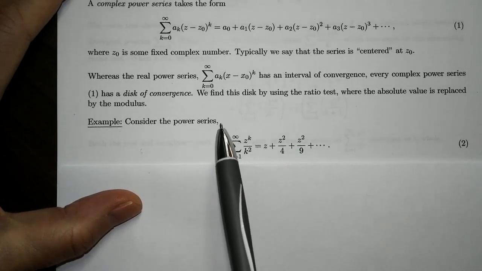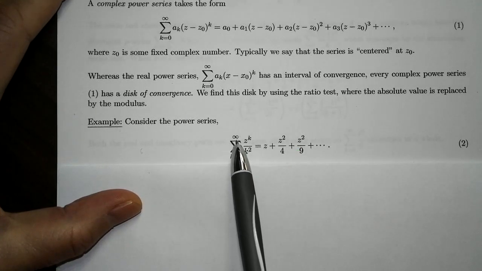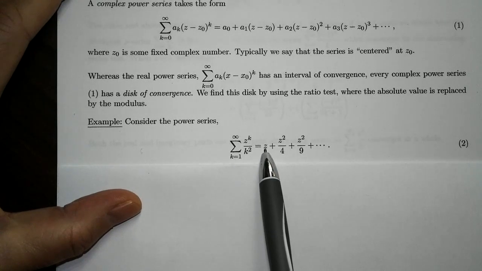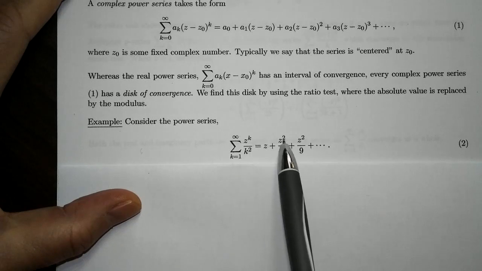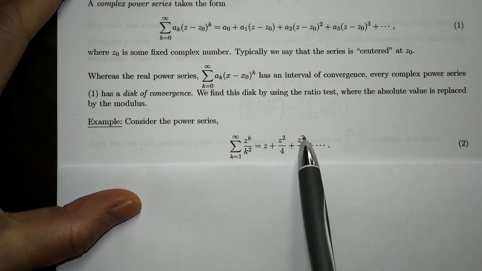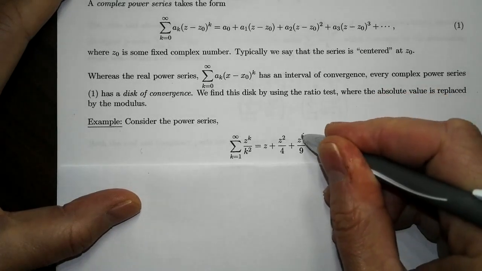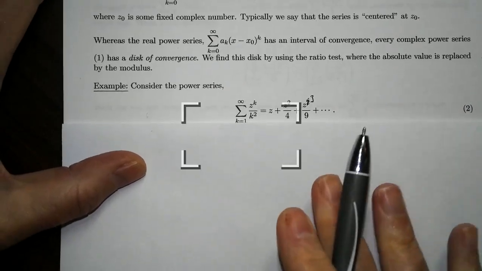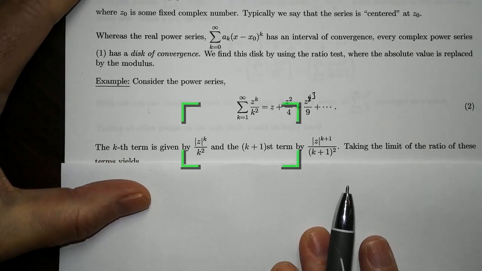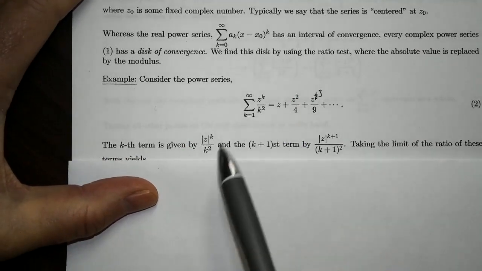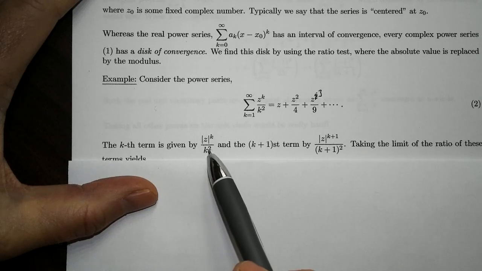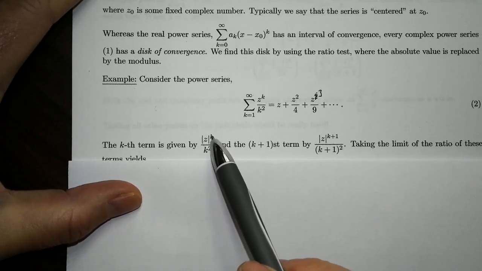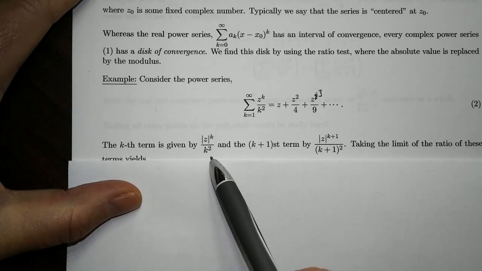So let's take a look at the power series where we sum from k equals 1 to infinity, z to the k over k squared. If k is 1, we would have z. If k is 2, we would have z squared over 4. If k is 3, we would have z to the third over 9, and so on and so forth. Okay, so the kth term, again, we put modulus around everything. k is positive, so I don't need to put a modulus around that. The kth term is the modulus of z to the k over k squared.